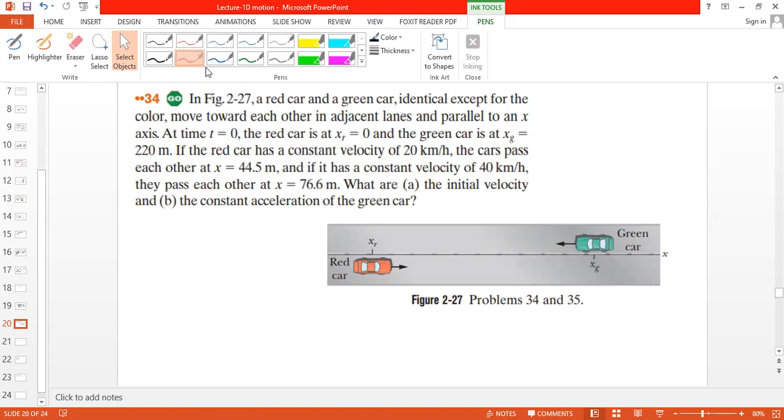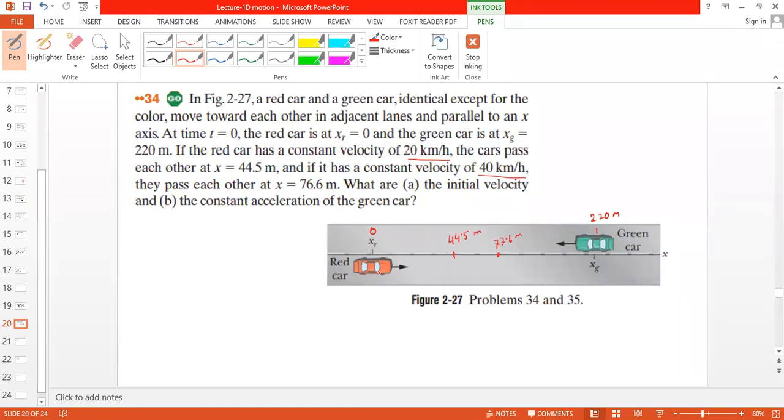They are saying that the red car is at 0 and the green car is at 220. So the distance between them is 220 meter. Okay, and if the red car is traveling at a constant speed of 20 km per hour, then the two cars pass each other at a distance of 44.5 meter. If the velocity of this car is 20 km per hour, then they meet at the point where x is 44.5 meter. Okay, and if the velocity of the red car is 40 km per hour, then they meet at x equal to 77.6 meter.